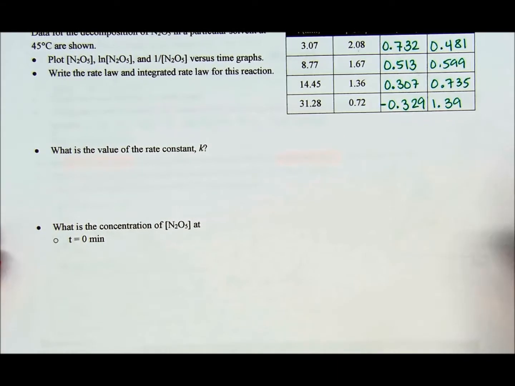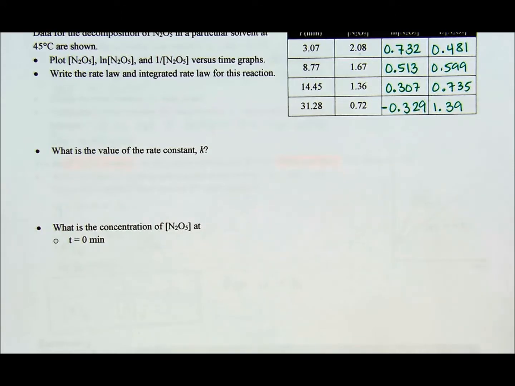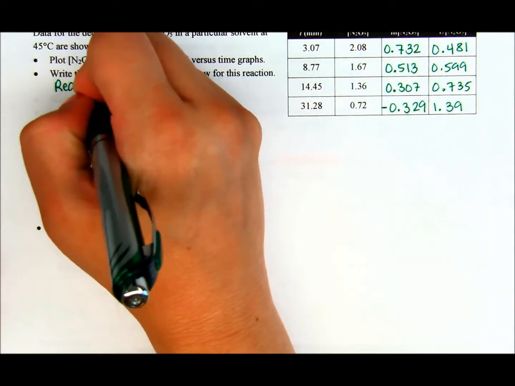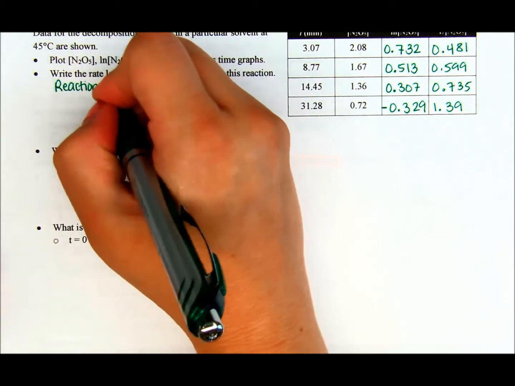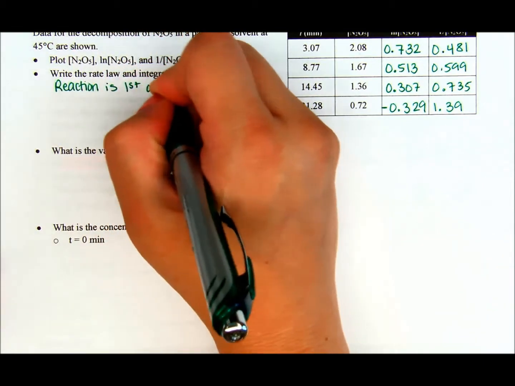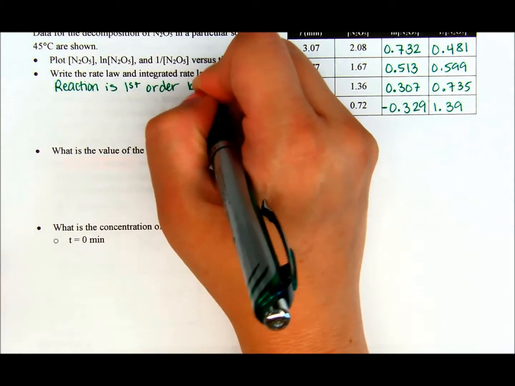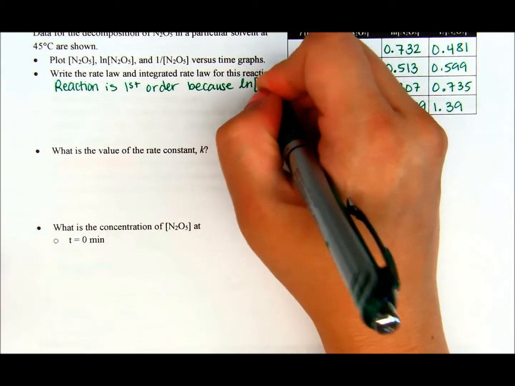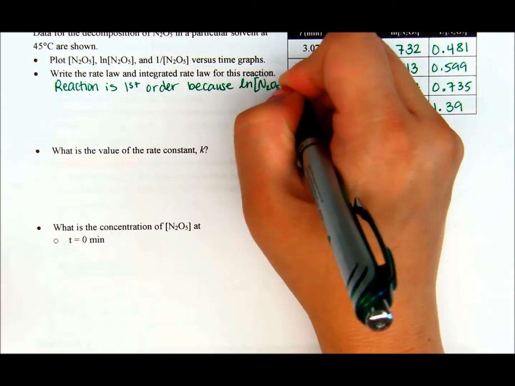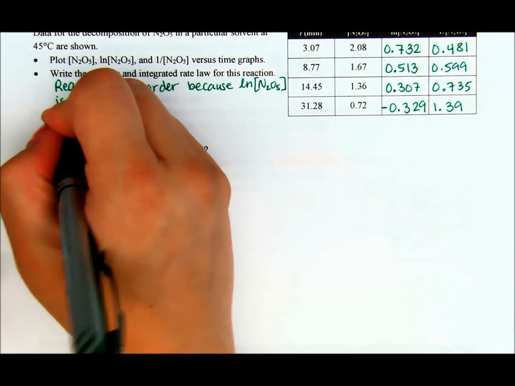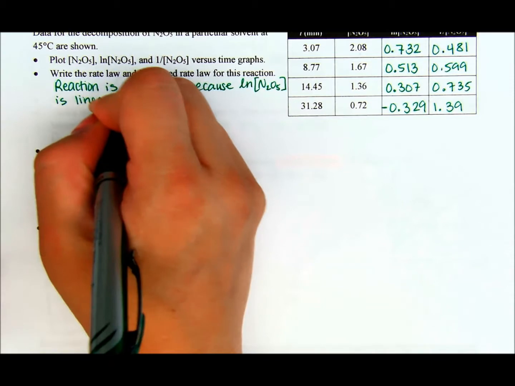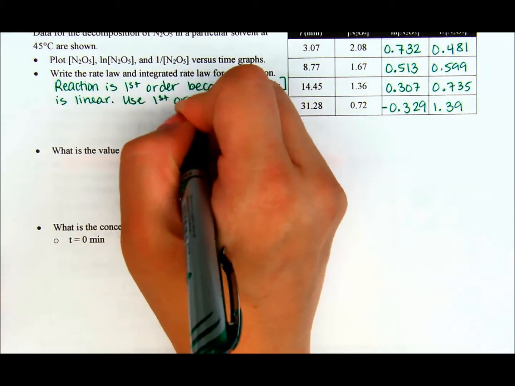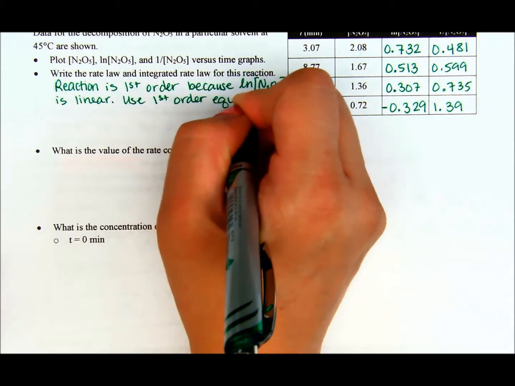So going back up, write the rate law and the integrated rate law for this reaction. We're just going to write here that the reaction is first order because the natural logarithm of the concentration of N2O5 is linear. So we're going to use our first order equations.